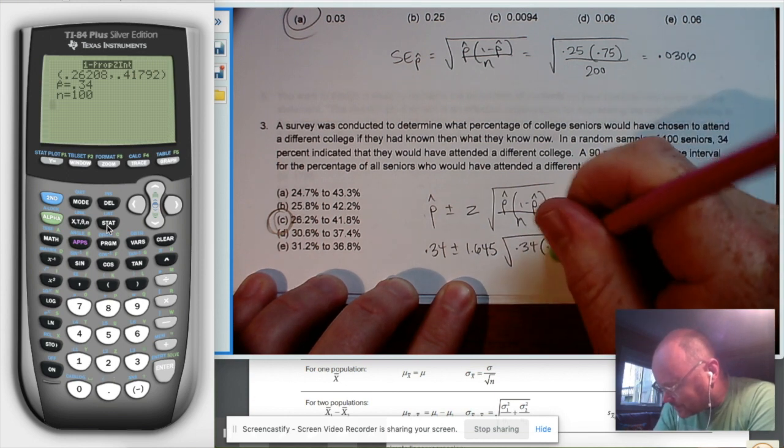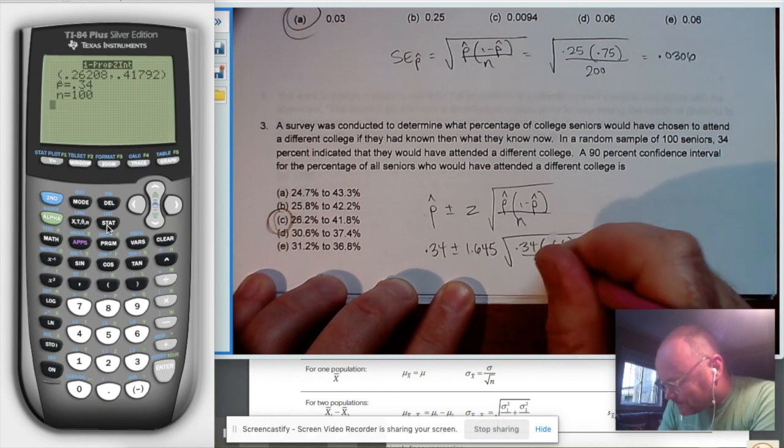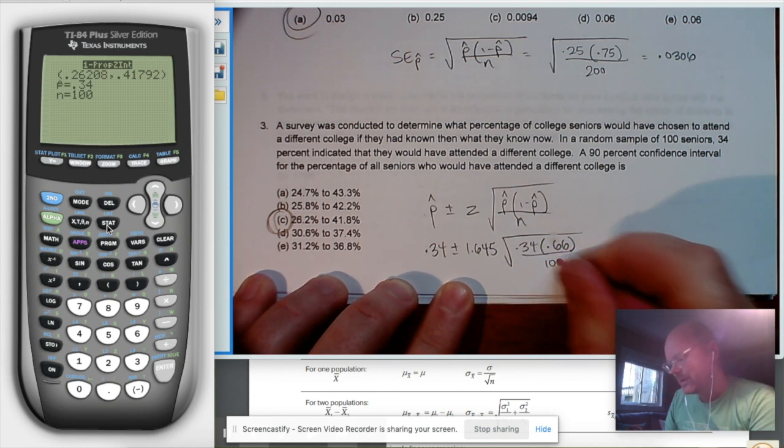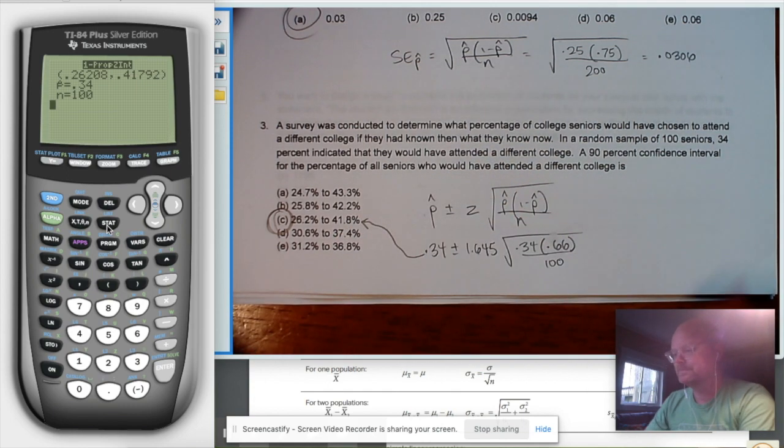I don't know what 1 minus 0.34 is. 0.66, 66 over 100. You could do all that by hand too, but it would still give you the same answer. Of course, you're going to want to use your calculator though.